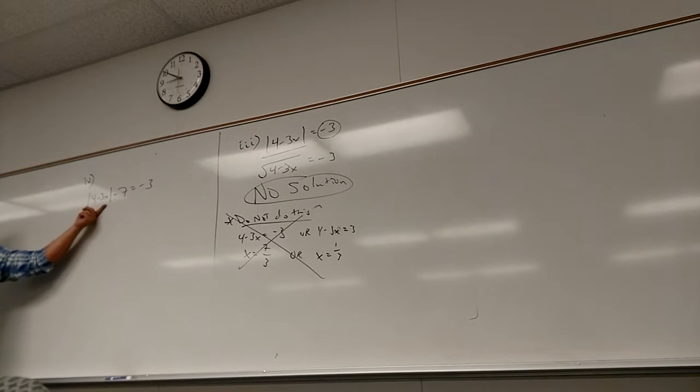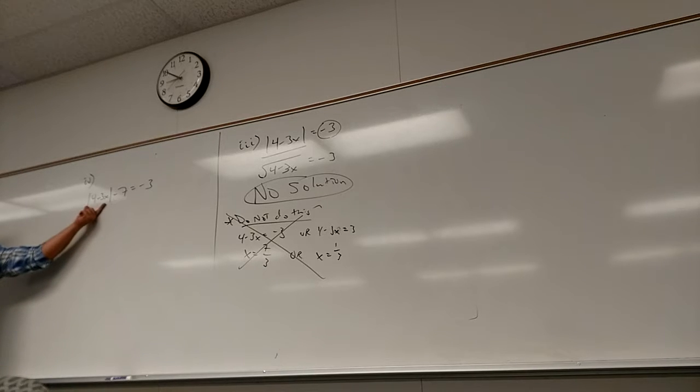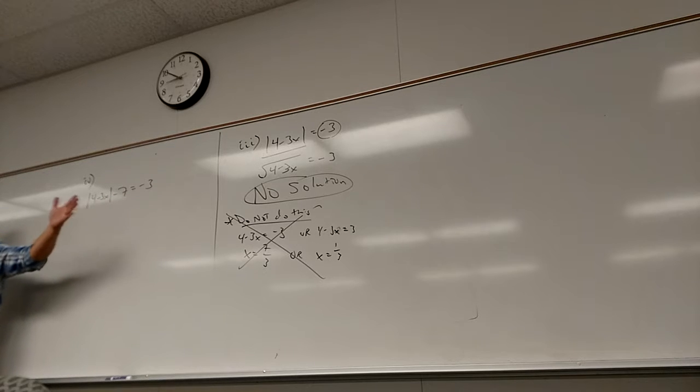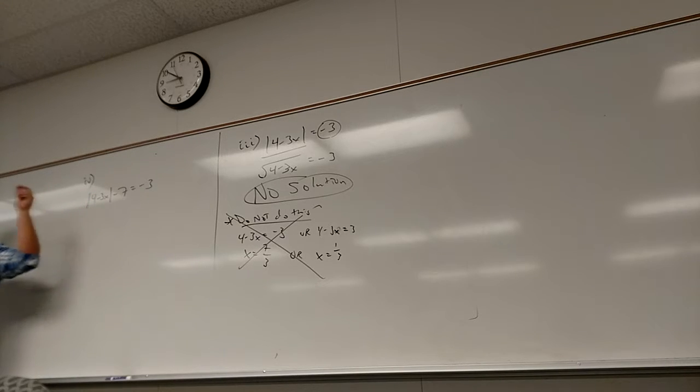Can you have a positive number minus 7 equal -3 all day long? That's what this says. Positive number minus 7 equals -3. Of course that could happen. What minus 7 is -3? What do you take 7 away from to get -3? 4. So if this thing was 4, could the absolute value of something be equal to 4? Of course.